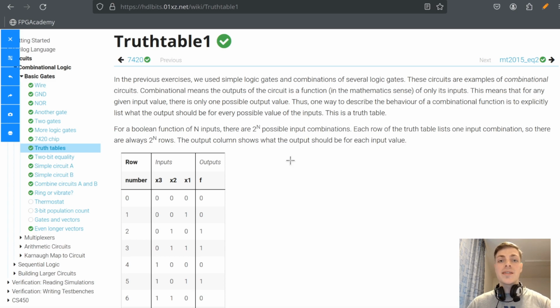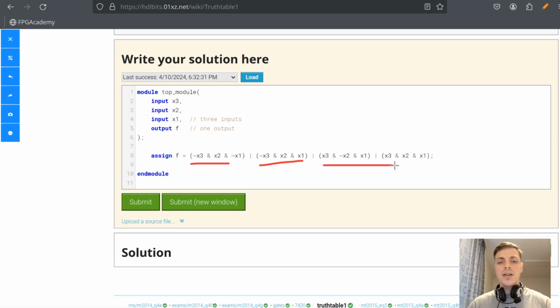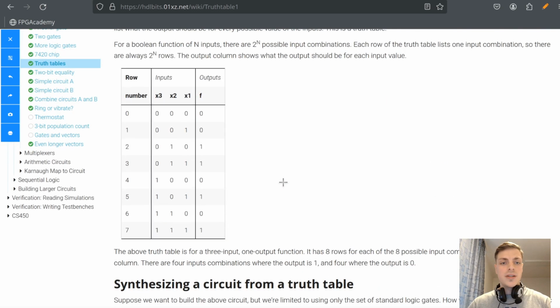Now that we understand how we can simplify the final circuit, let's look again at the truth table problem. I already have a working solution here that includes all 4 rows, but let's try to simplify this function. If we look at the rows where the output is equal to 1, we can see that in rows 2 and 3, x3 and x2 have the same value, but x1 changes. Also in rows 5 and 7, x3 and x1 have the same value, but x2 changes. So we can further simplify this. So let's do that now.